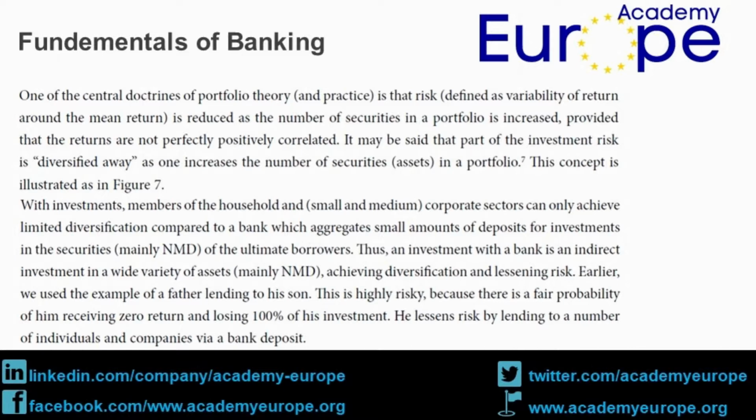With investments, members of the household and small and medium corporate sectors can only achieve limited diversification compared to a bank which aggregates small amounts of deposits for investments in the securities, mainly NMD, of the ultimate borrowers. Thus, an investment with a bank is an indirect investment in a wide variety of assets, mainly NMD, achieving diversification and lessening risk. Earlier, we used the example of a father lending to his son. This is highly risky, because there is a fair probability of him receiving zero return and losing 100% of his investment. He lessens risk by lending to a number of individuals and companies via a bank deposit.